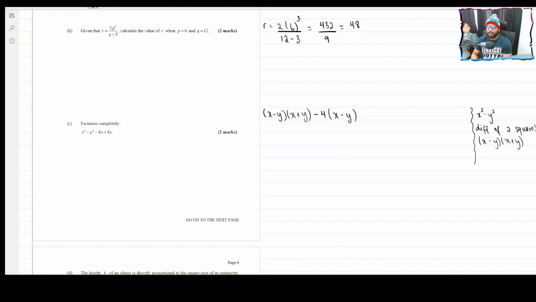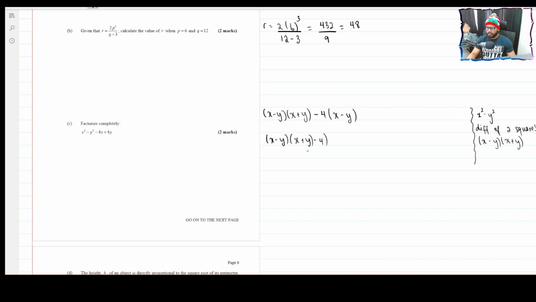Cool. When I expand both sets of brackets, I will get back what I have. X minus y into x plus y will give me x squared minus y squared. Minus 4 into x minus y is going to give me minus 4x plus 4y. Here I could perform a factorization by grouping. X minus y is present in both terms. So I'll factorize x minus y, and I will remain with my x plus y take away 4.